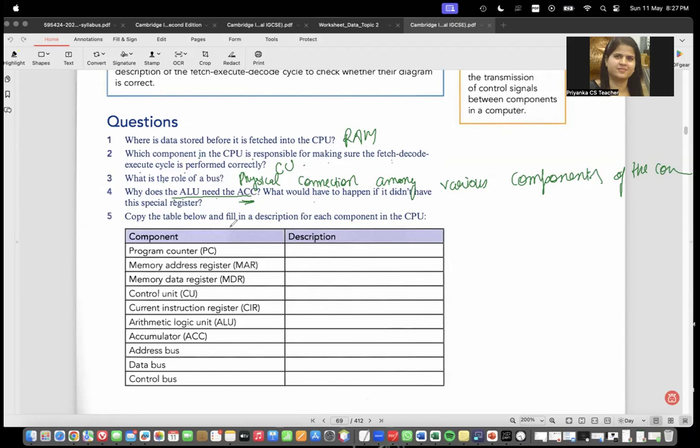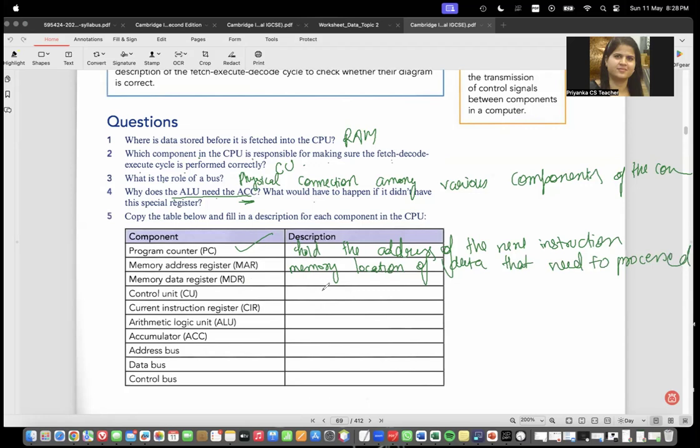Now, let's quickly revise the concepts and write the description of all these components. The program counter holds the address of the next instruction. And who is providing this? The operating system. The memory address register holds the memory location of data that needs to be processed or accessed.